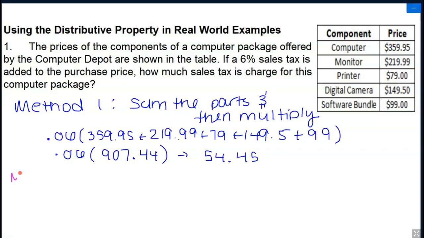Method 2 is to distribute, then sum. So what that means is you are going to take 0.06 and multiply it by every single one of those numbers individually.